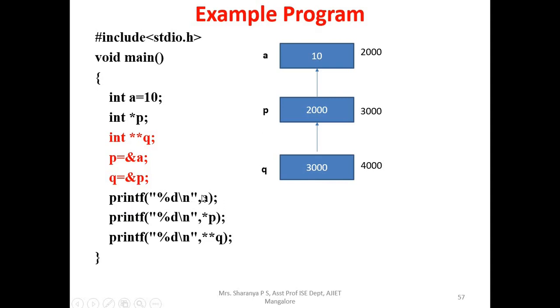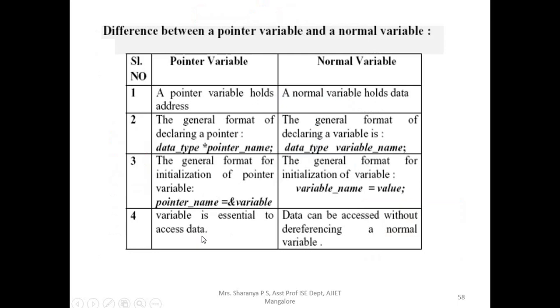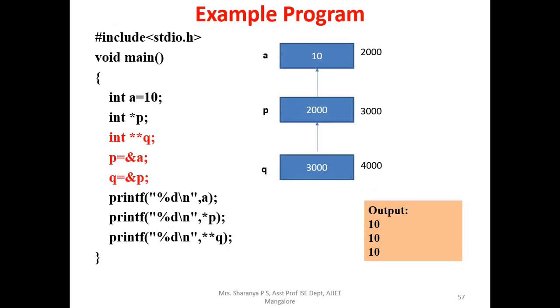If we start printing the values now, A will print 10, and P will print the value present in it, that is 2000. Star P will refer to the value stored at the address in P. What is at address 2000? That is 10. And if we want to fetch the value stored in A using Q, we have to use star star Q. The first star will refer to the value stored in the pointer variable P, that is 2000, and at 2000, we need to refer to this 10. We can do that by using two stars. This is how we can make use of pointer to pointer.